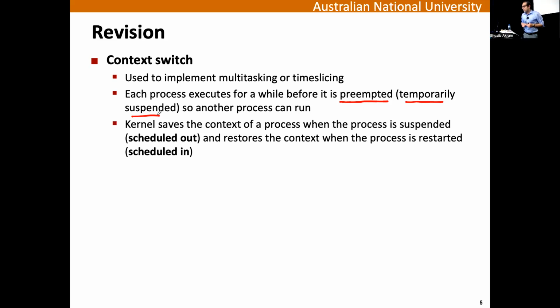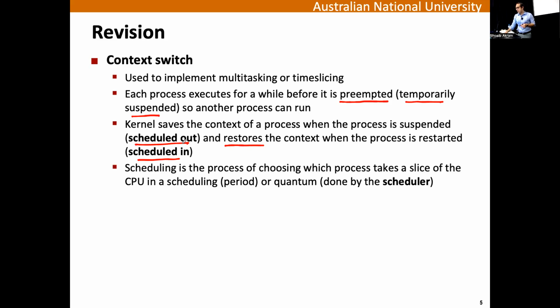So the kernel saves the context of a process when the process is suspended. This is called scheduling a process out, and it restores the context when the process is again restarted. And this is called scheduling in. Scheduling out, scheduling in. Save the context, restore the context, bring the context of a different process in, and all of this happens through interrupts, exceptions.